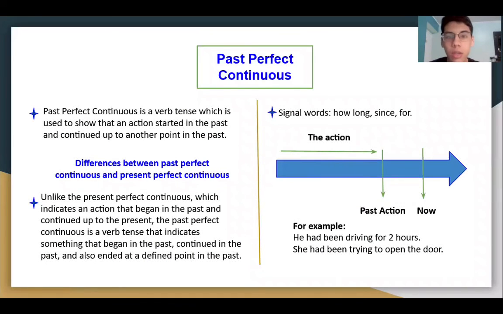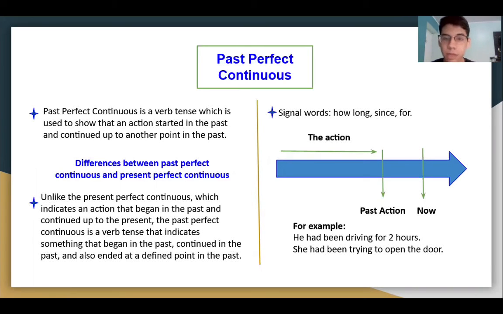Well, I'm gonna explain past perfect continuous. Past perfect continuous is a verb tense which is used to show that an action started in the past and continued up to another point in the past. And the difference between past perfect continuous and present perfect continuous.